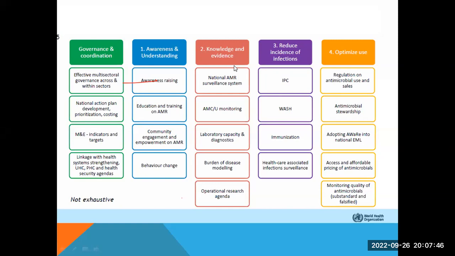Again, knowledge, having an AMR surveillance system, surveillance for the antimicrobial consumption, the antimicrobial utilization, laboratory capacity, diagnostics, and all of this. For reducing the incidence of infection, again, strengthening the infection prevention and control, hand hygiene, sanitation, immunization and vaccination, as I was talking earlier, doing healthcare associated infection surveillance and understanding the baseline and how we are going in each country. And of course, again, optimizing the use of antimicrobials.